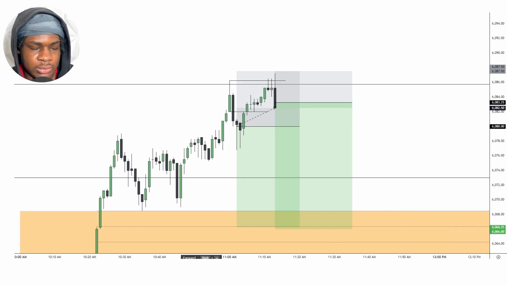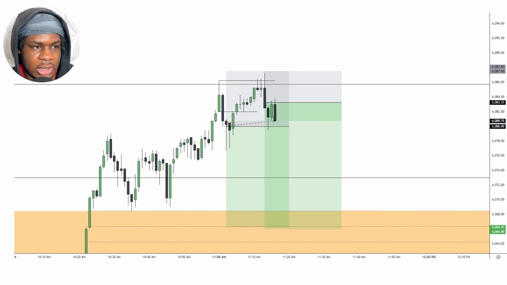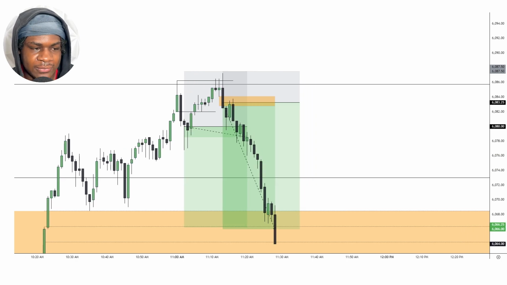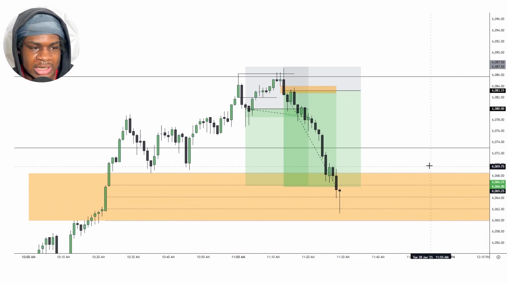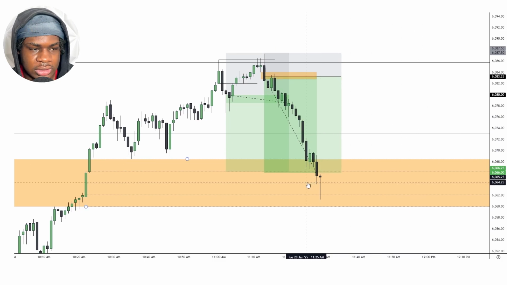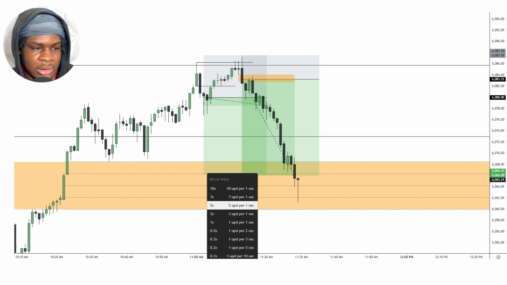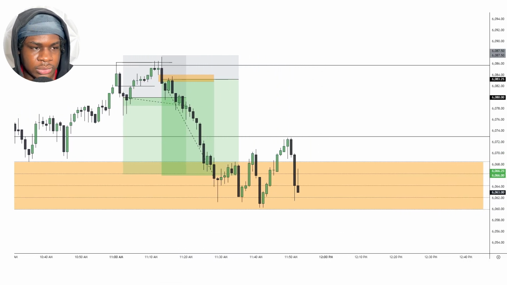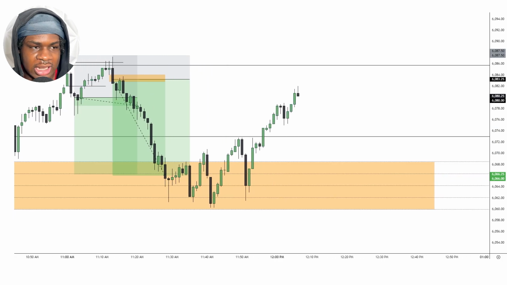So as we can see, we scaled into our position right here, and then price comes back into this 1 minute fair value gap right there. And then as we can see, price just sees a nosedive lower, tapping into my take profit all the way down at these lows. Price does end up coming to the 50 and the 75% of that 15-minute fair value gap, and this ends up being the exact low right there before the market does overall see a reversal back higher.